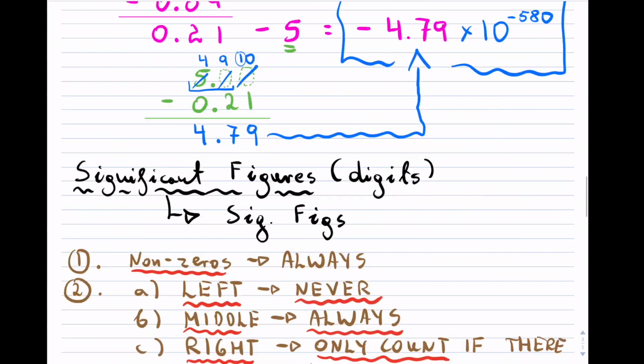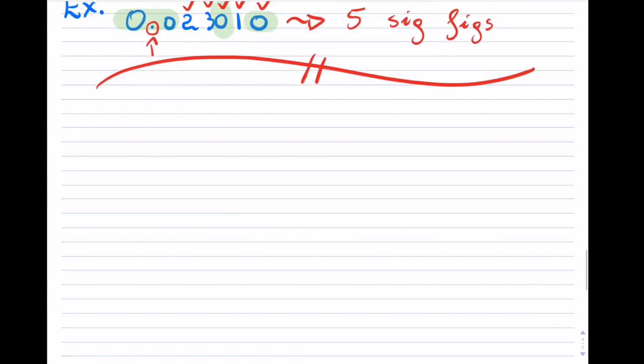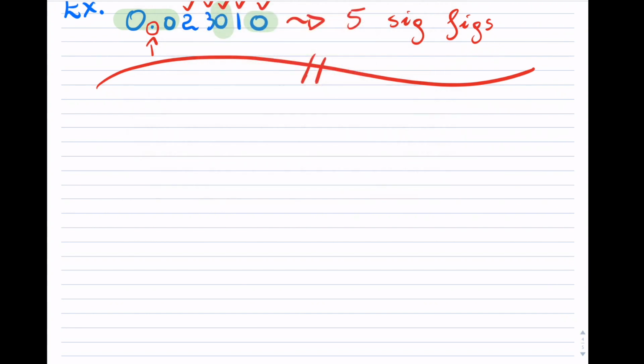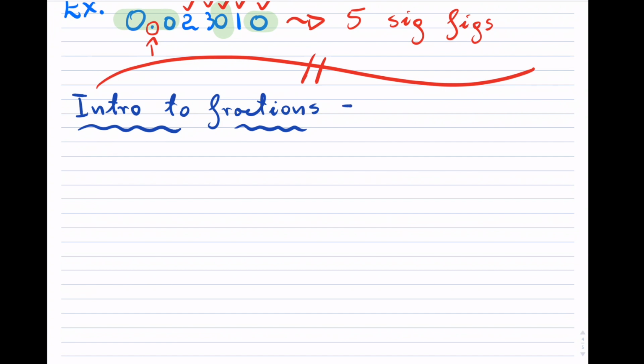So, for this topic, this is Intro to Fractions. Well, fractions, as we recall, are simply rational numbers because they can be placed in fractional form p over q.